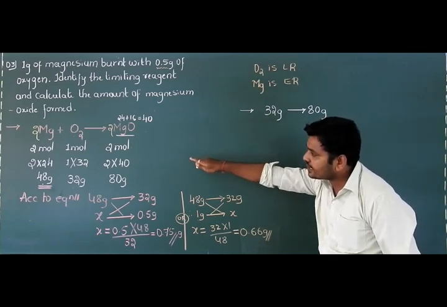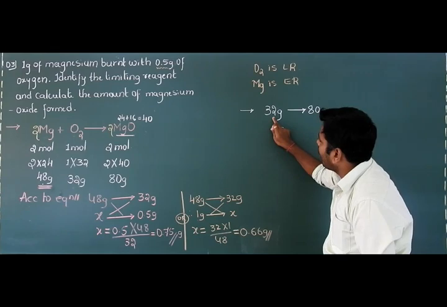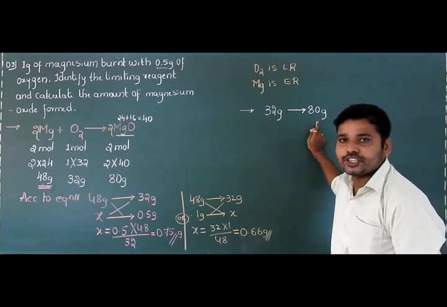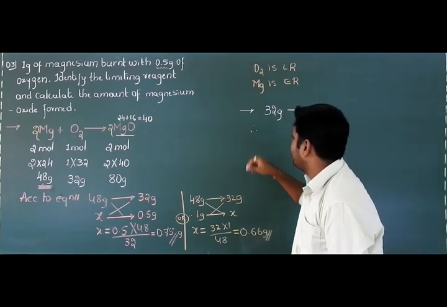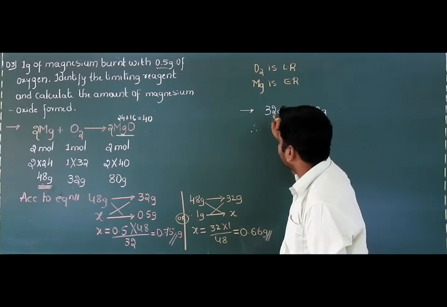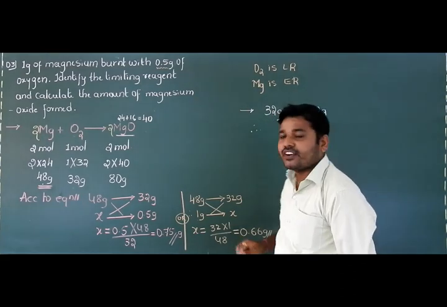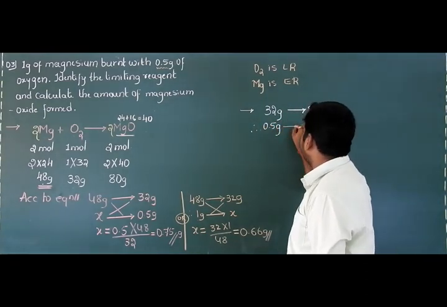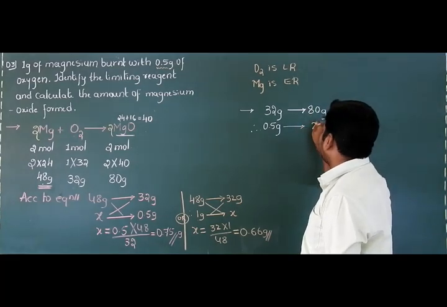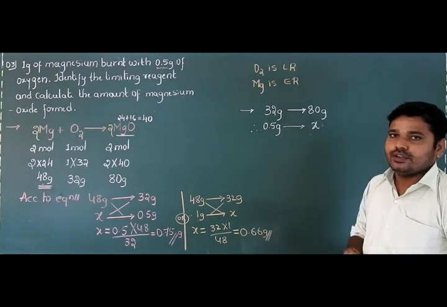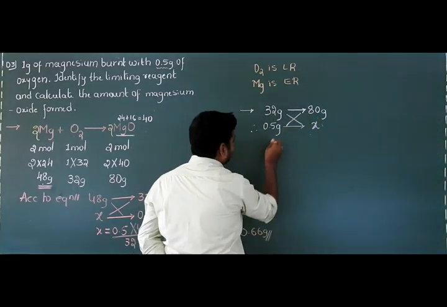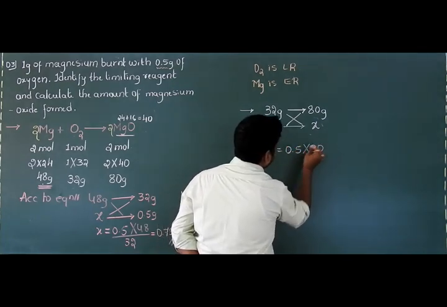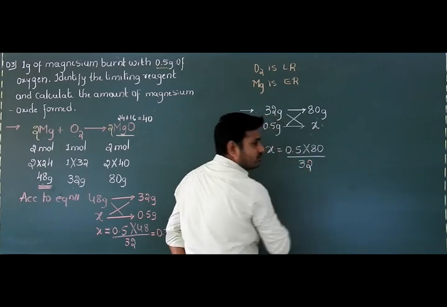So according to the balanced chemical equation, 32 gram of oxygen when burns with magnesium, it forms 80 gram of magnesium oxide. So therefore how much amount of oxygen is given, students? 0.5 gram. So therefore 0.5 gram of oxygen when burns with magnesium produces x gram of magnesium oxide. So now you cross multiply these two. X equal to 0.5 multiplied by 80 divided by 32.